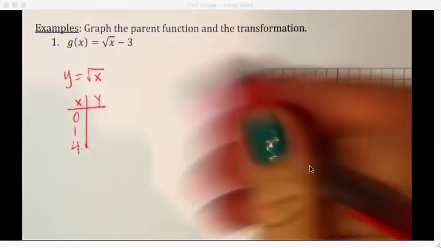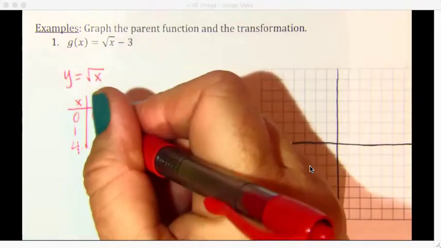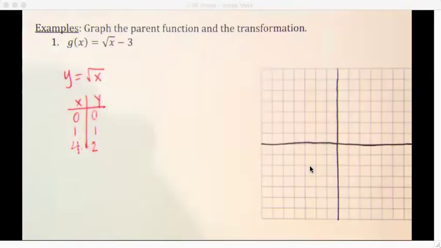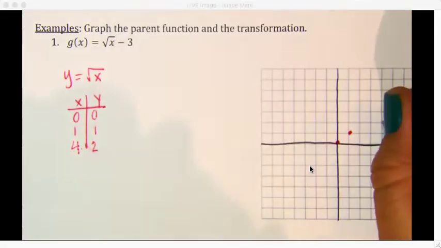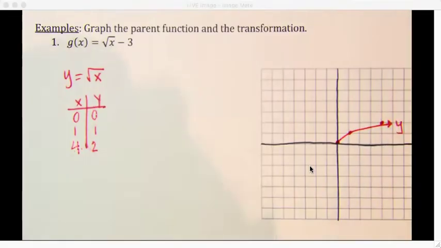I'm going to plug these values into the parent function, and I get the square root of 0 is 0, the square root of 1 is 1, the square root of 4 is 2. And now I can plot those points. So (0, 0), (1, 1), (4, 2). And I can see the shape of that graph.